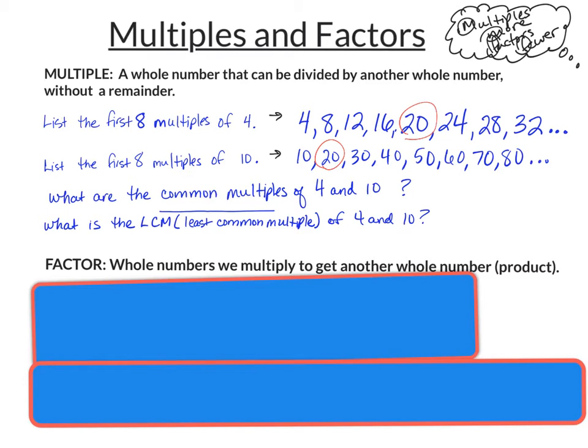What is the least common multiple between 4 and 10? So the least common multiple we also know commonly in mathematics as capital L, capital C, capital M. The least common multiple between 4 and 10 is the smallest number that is a multiple that they both have in common. And 20 is the least common multiple.